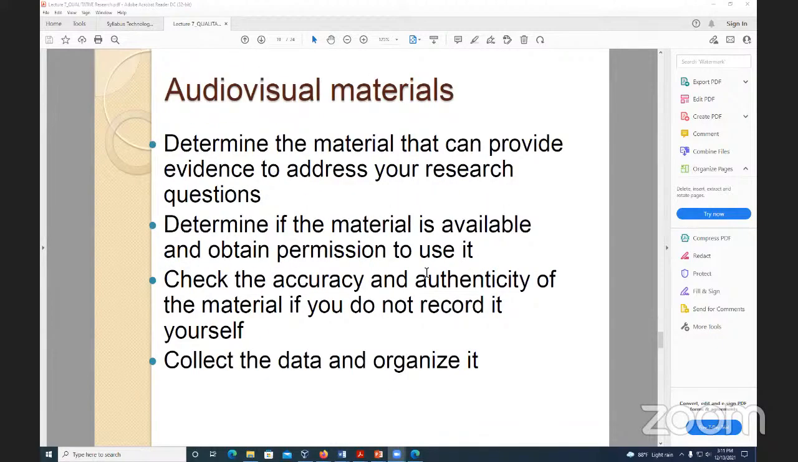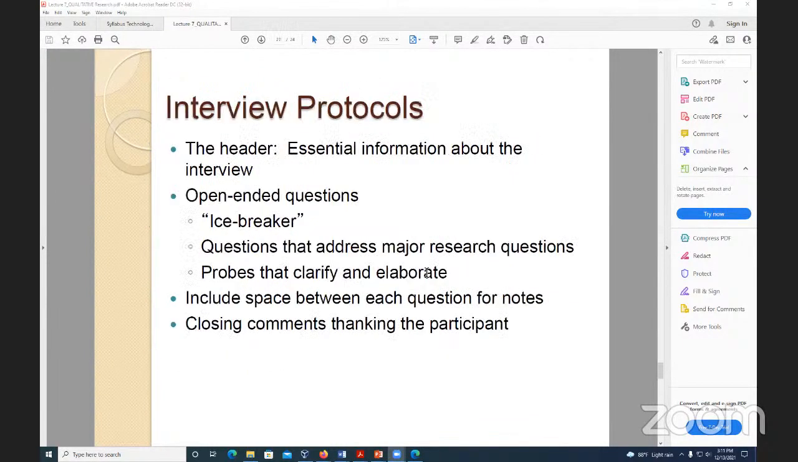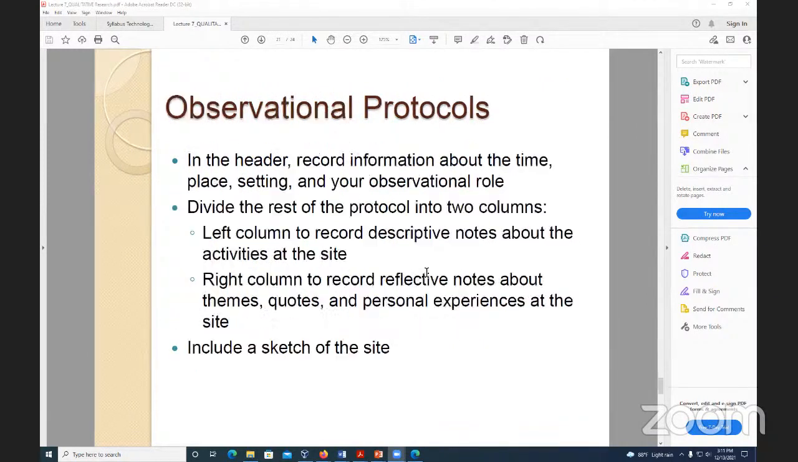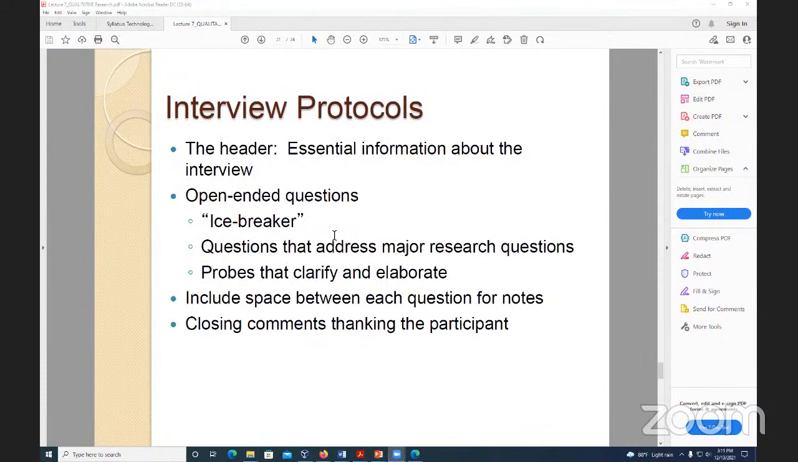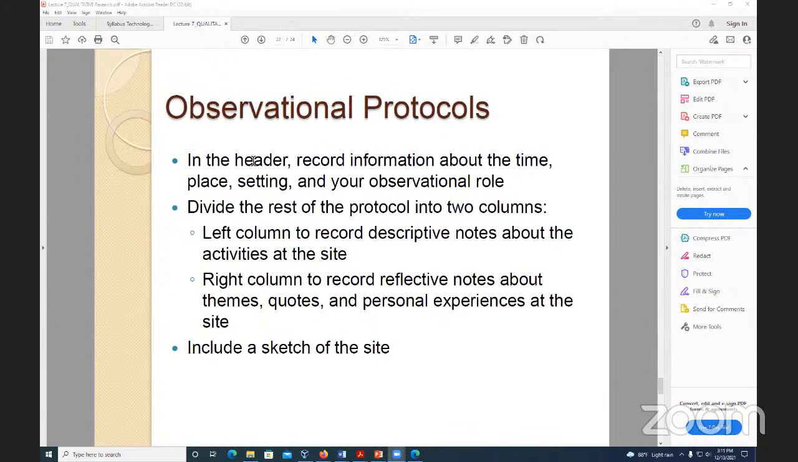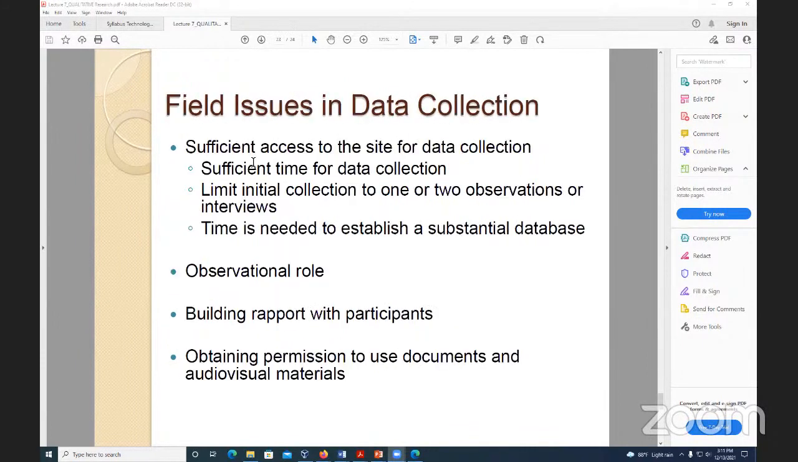There could be audiovisual materials in the organization that you're doing the research on. And with all of these, you must follow basic rules: that you're being respectful and all of that. So there are rules for interviews, rules for observations, rules for wherever you are in the field, so that you're going to be appropriate and professional in how you do it.